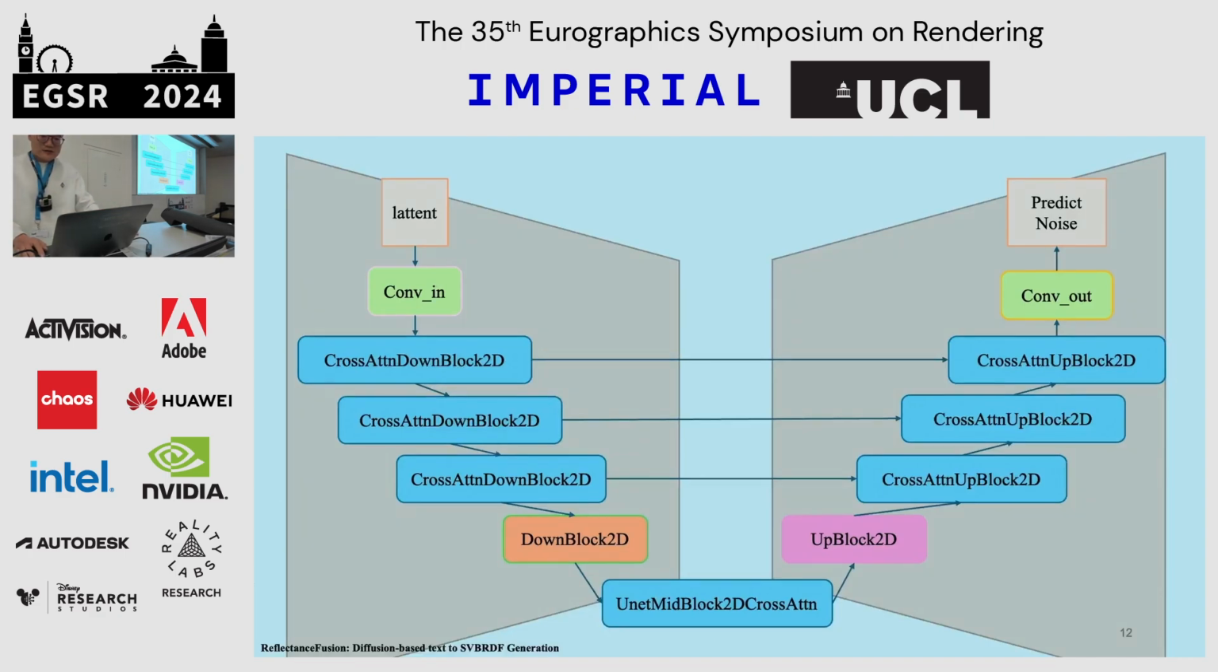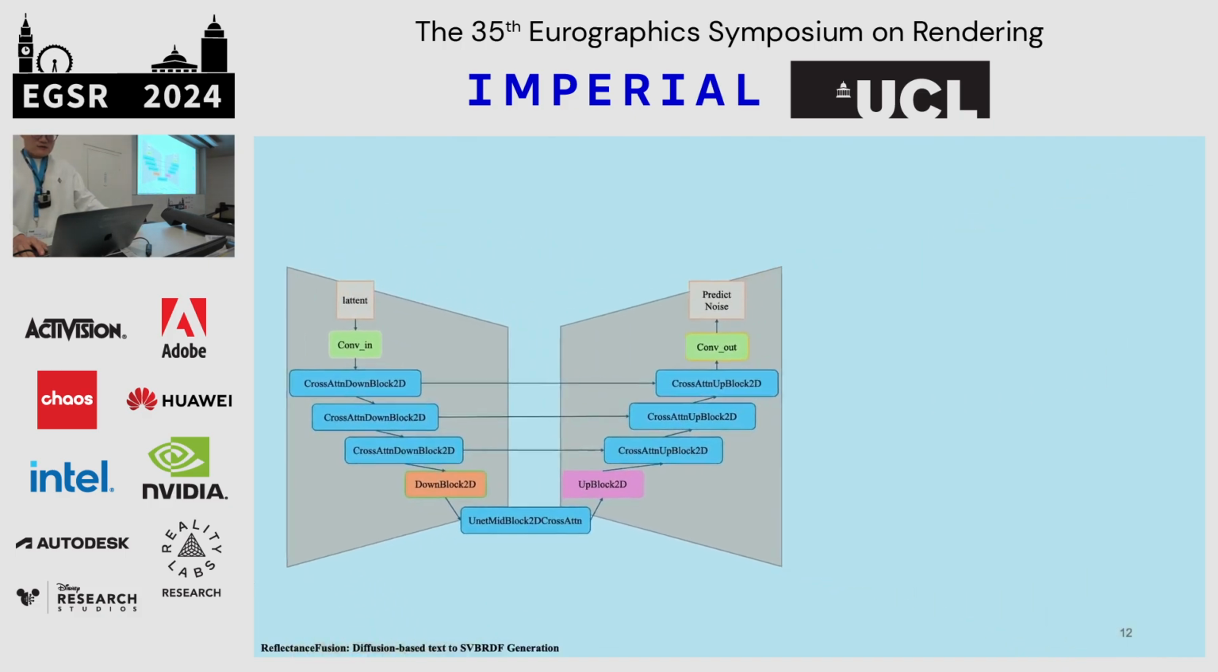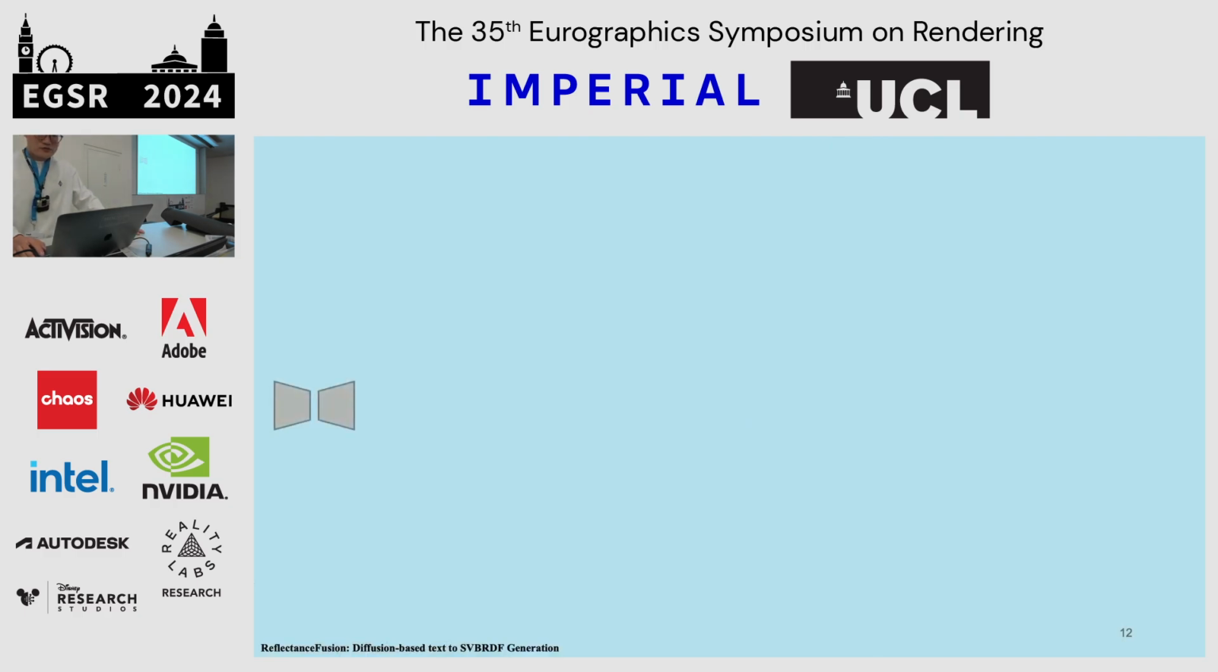Here we have the architecture of the Stable Diffusion UNet part. In the top left and the top right, we input the latent variable and the predicted noise. The blue sections represent the cross-attention layers, and the down and up blocks are used to modify the neural network resolutions. Then we'll put it here for future use.